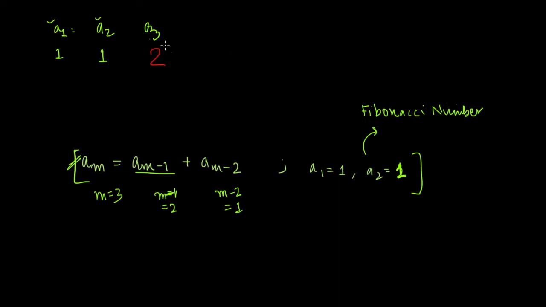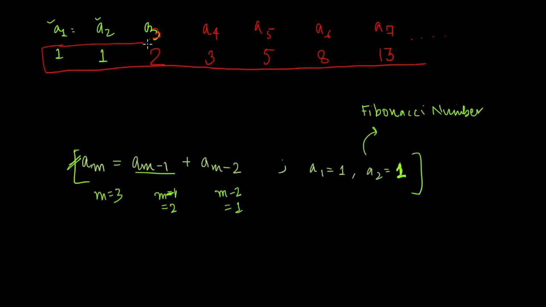So that's my a_3. Similarly, I can write a_4, which is a_3 plus a_2, and that gives me 3. And a_5 similarly would become 5, and a_6 similarly would become, well, 5 plus 3 is 8. And similarly, a_7 can be written as 8 plus 5, or 13, so on and so forth. So you see, these are my Fibonacci numbers, and they continue in this fashion.